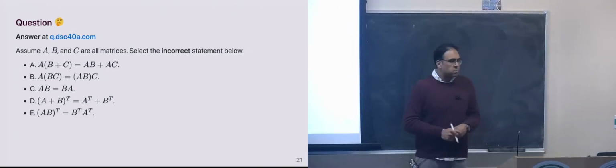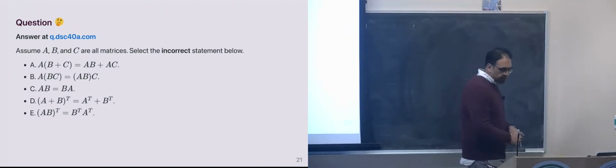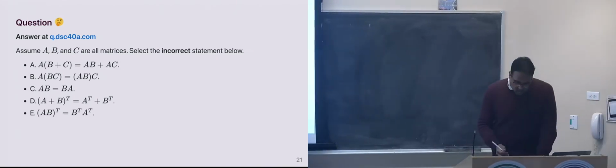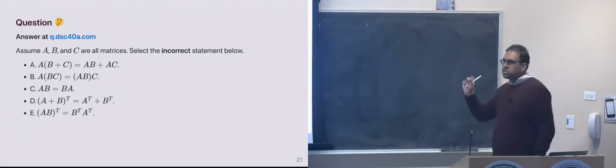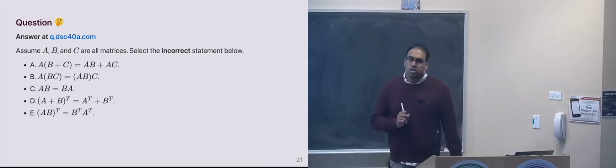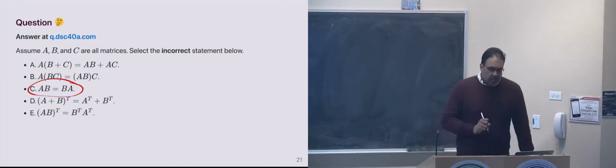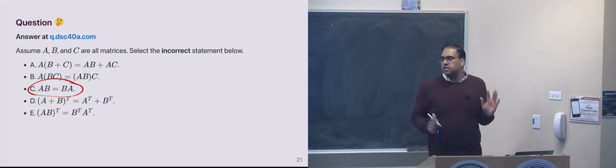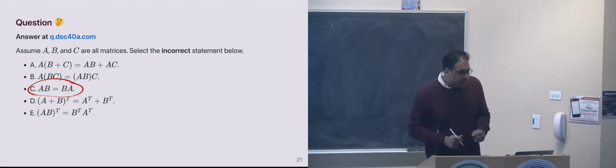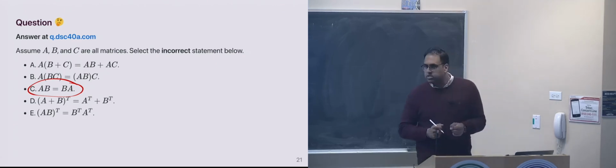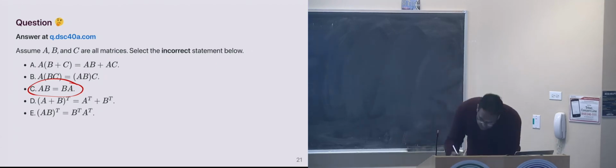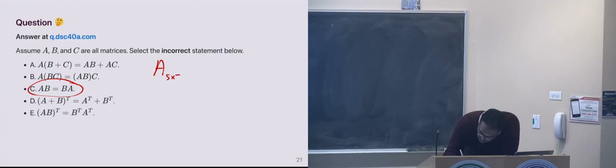So, most of the answers are the same. Which one is it? Which is the incorrect statement? C. Okay? Now, one way of thinking about how C is incorrect is just by looking at the dimensions. Okay? Let's suppose A has 5 rows and 7 columns.